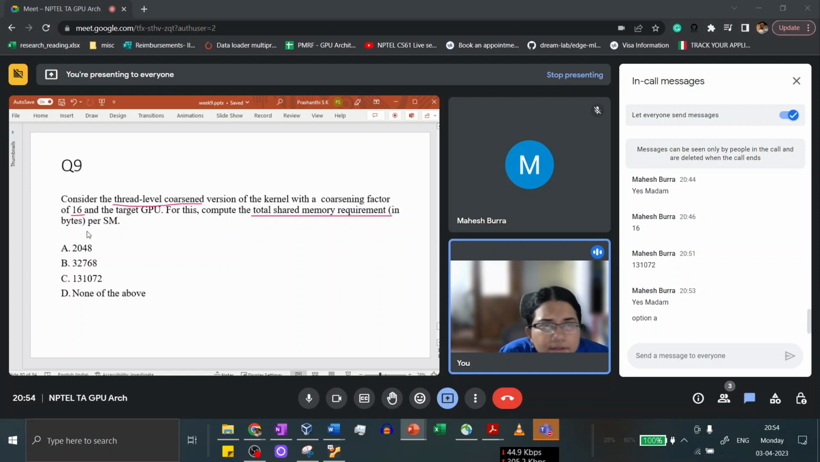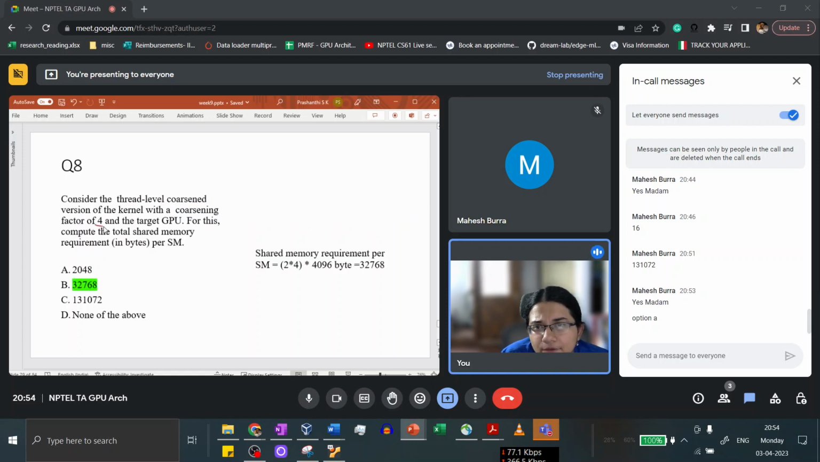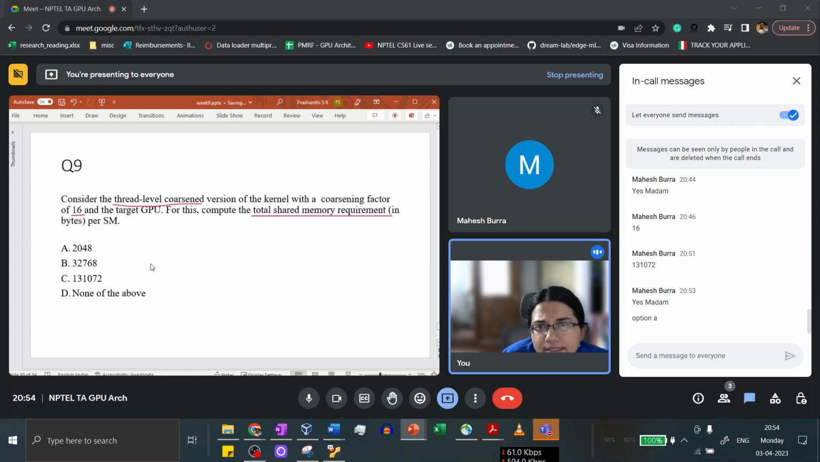Okay, we have an answer already. 2048. Is that correct? Think about it. Total shared memory requirement per SM. So earlier we had a quotienting factor of 4 and we had 32768. Now we have a quotienting factor of 16. Do you think the shared memory requirement would come down or go up? Simple question.